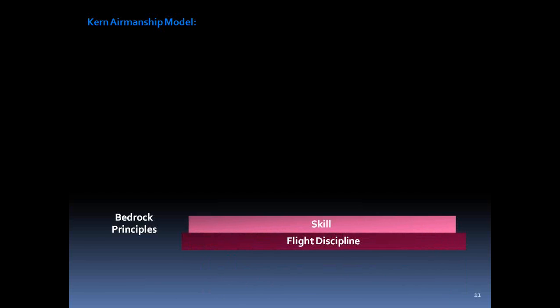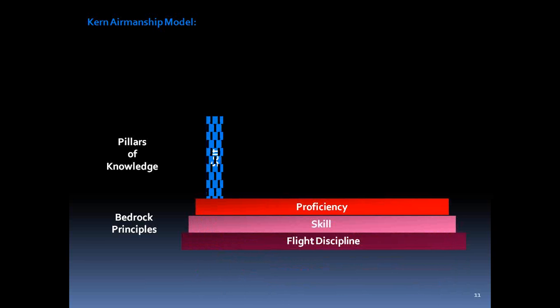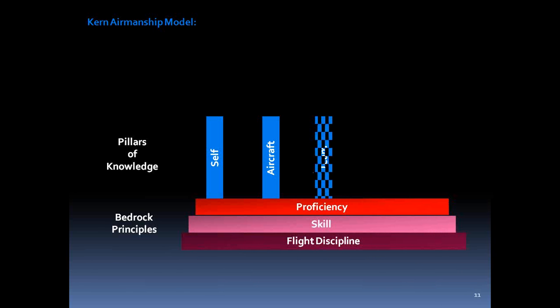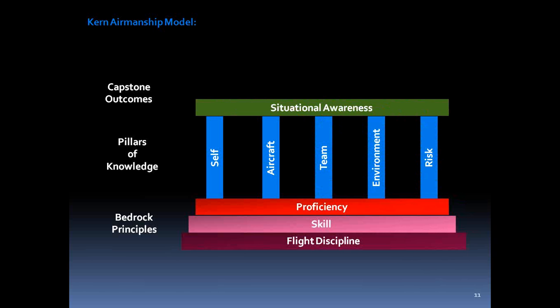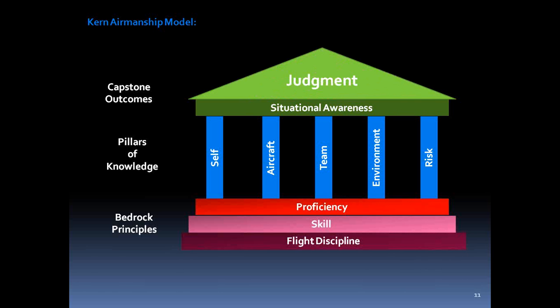All right, let's quickly look at the whole Kern Airmanship model. We have the 3 bedrock principles: flight discipline, skill, and proficiency. Then upon those 3 bedrock principles rest the 5 pillars of knowledge: knowledge of self, aircraft, team, environment, and risk. And upon those 5 pillars of knowledge rest the Capstone Outcomes, what we're going for here, which is situational awareness and judgment. Let me say that again in a little different way.